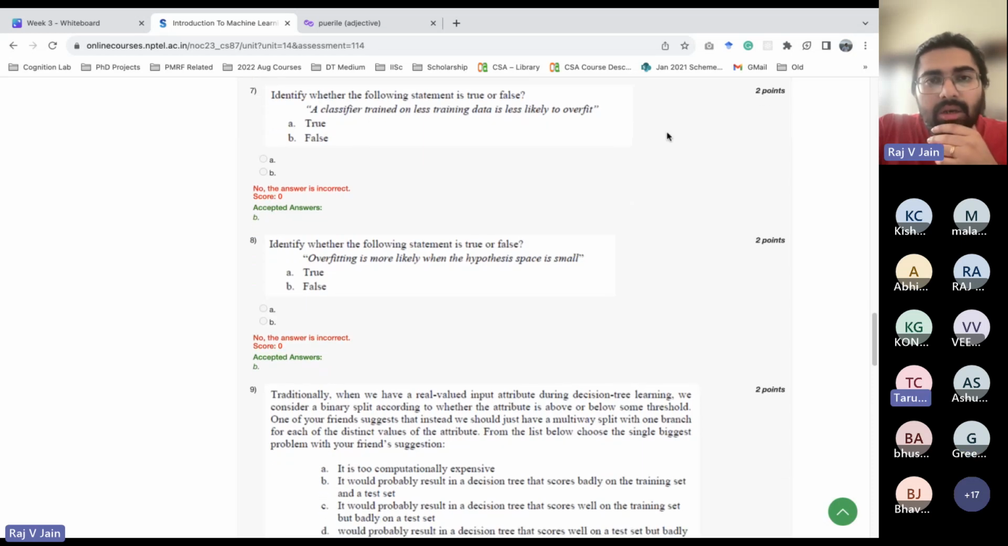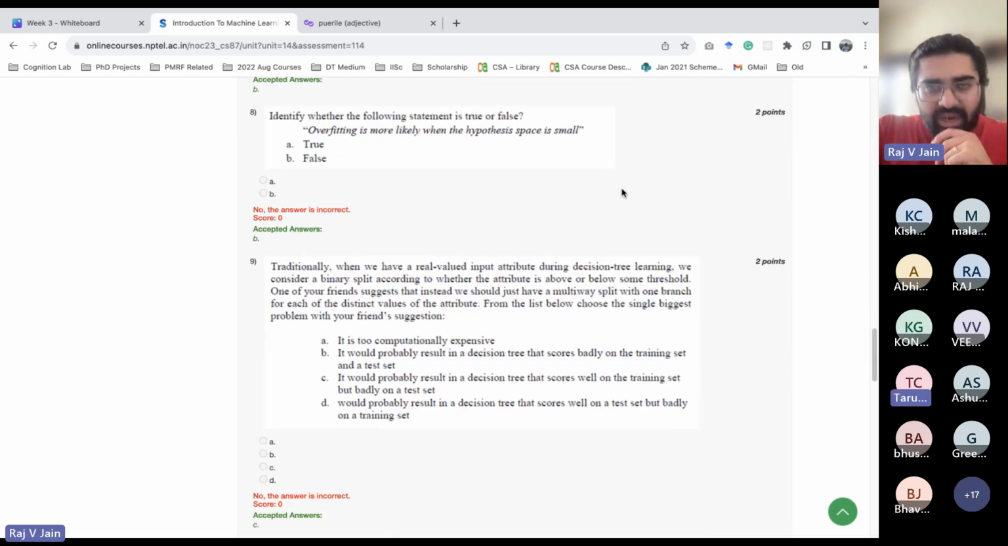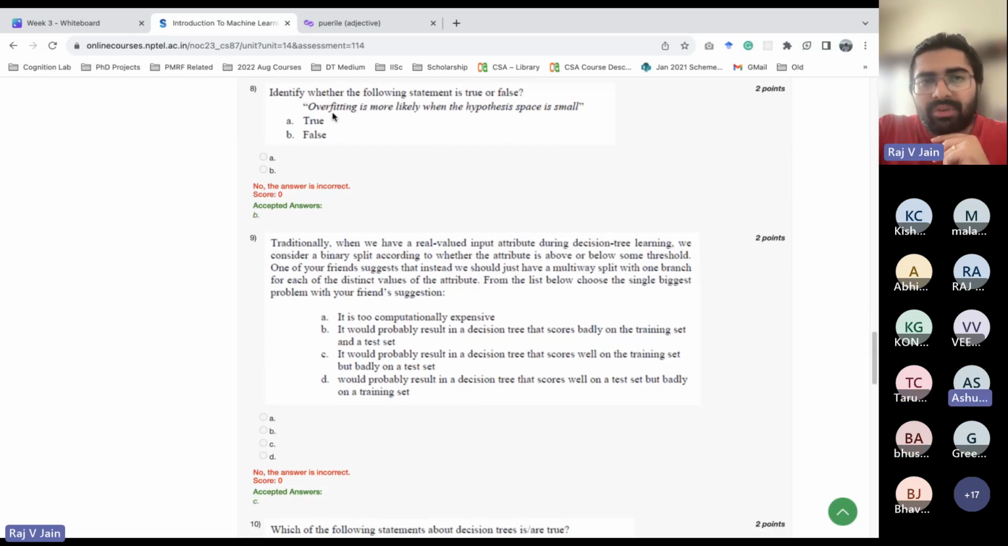Fine. Next, a classifier trained on less training data is less likely to overfit. I guess we're more likely to overfit. Yeah, right. So the right answer is B. And whether the following is true: overfitting is likely when the hypothesis space is small. Is that true? I found this to be true, but the answer is wrong. You know why I felt this to be true?